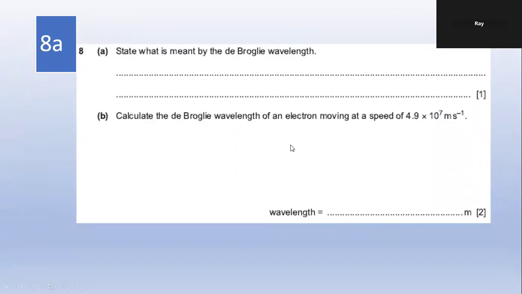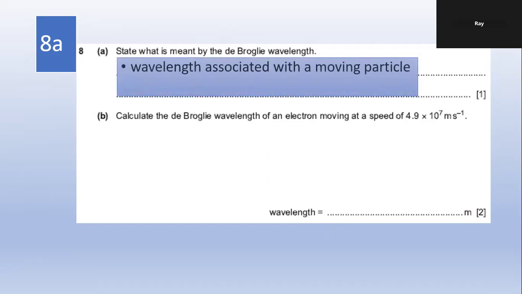State what is meant by the de Broglie wavelength. It is the wavelength associated with a moving particle.